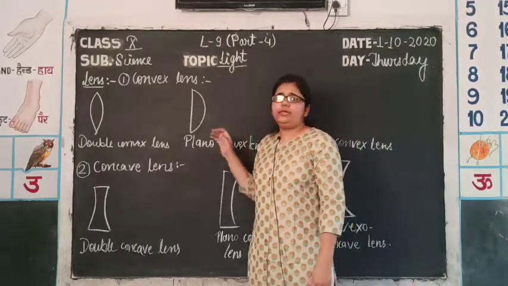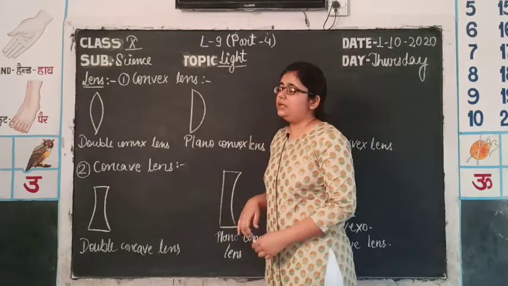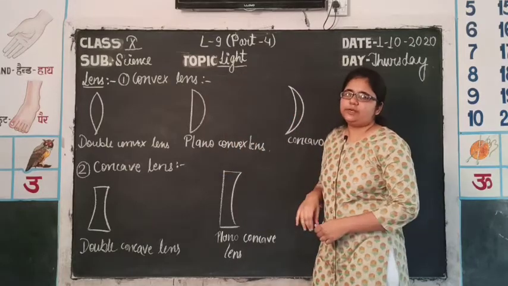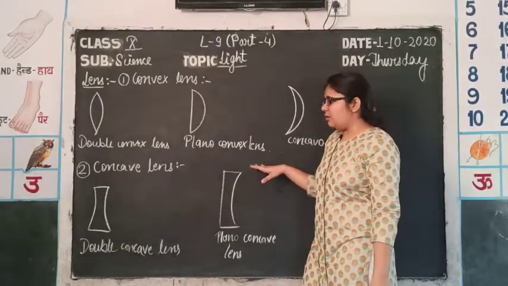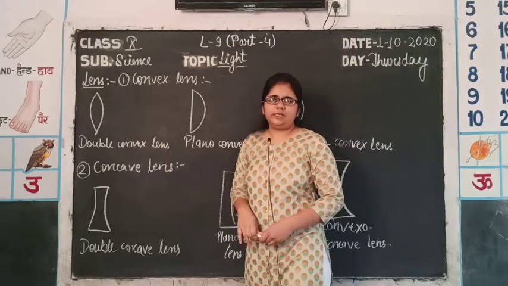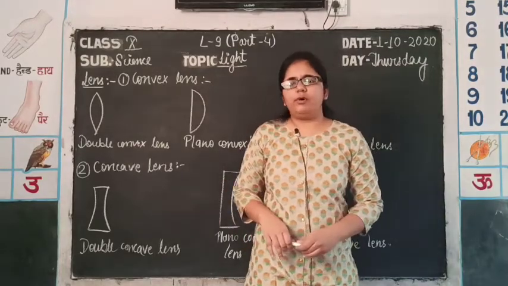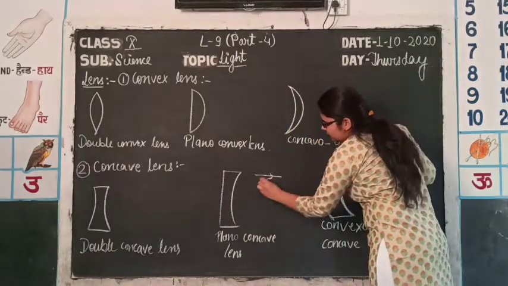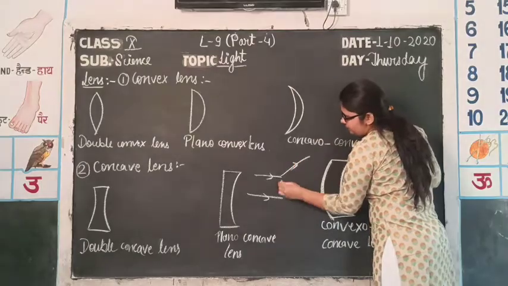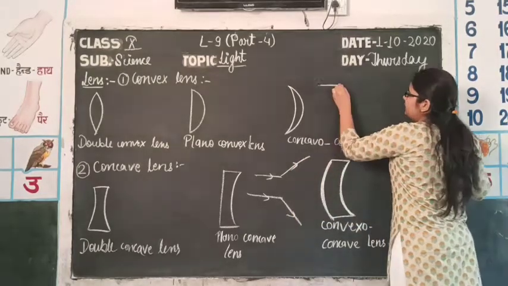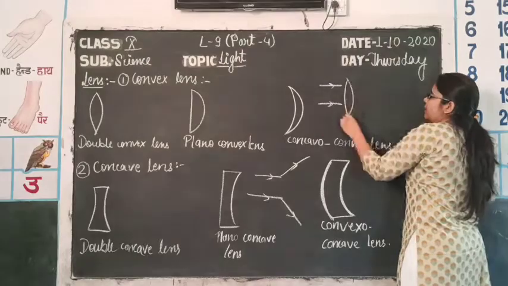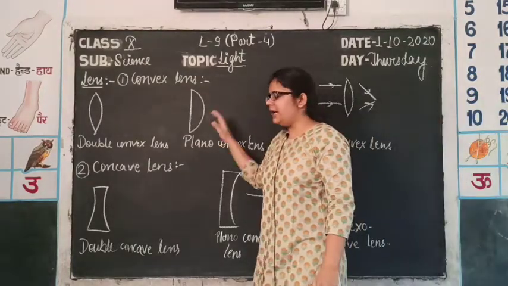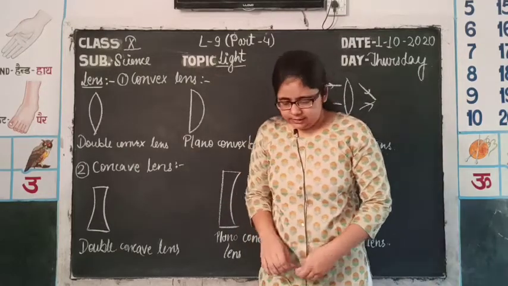Now due to the divergence and convergence of rays, the convex lenses are known as converging lenses due to the convergence of the rays, and concave lenses are known as diverging lenses because they have a role in diverging the rays, that is, if the rays are coming like this then they will diverge the rays, and the convex lens will converge the rays like this. So convex lenses are converging lenses and concave lenses are diverging lenses.